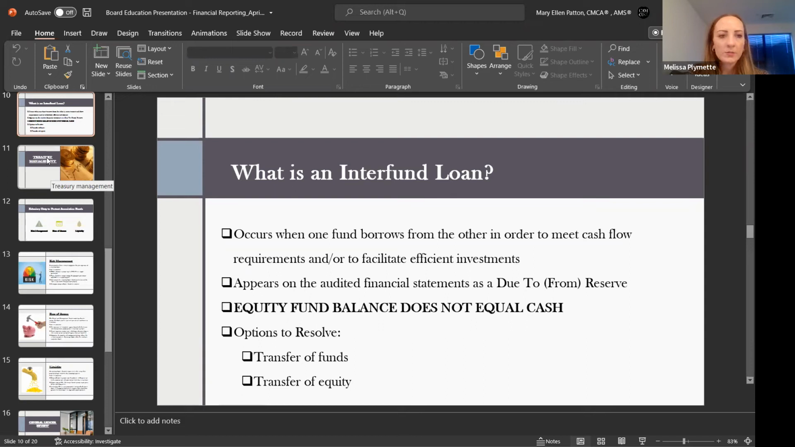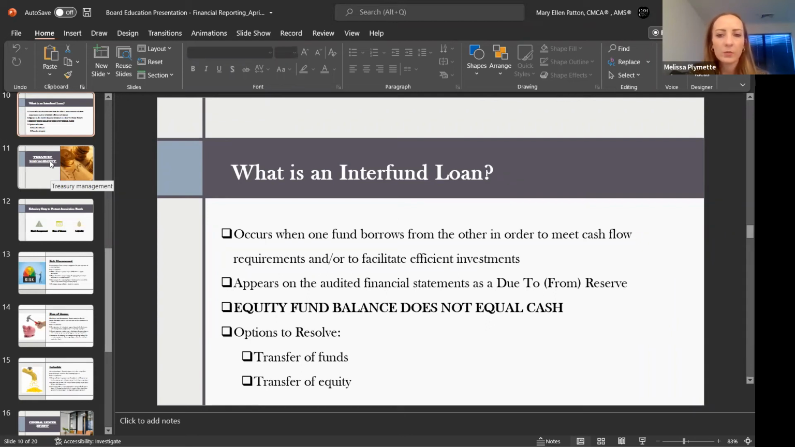And so there are some options for the boards to decide on if they determine they want to rectify it. One would be to just transfer funds, basically transfer the cash. Maybe your reserve fund is being underfunded on the cash side, so you transfer that money from operating to reserves.